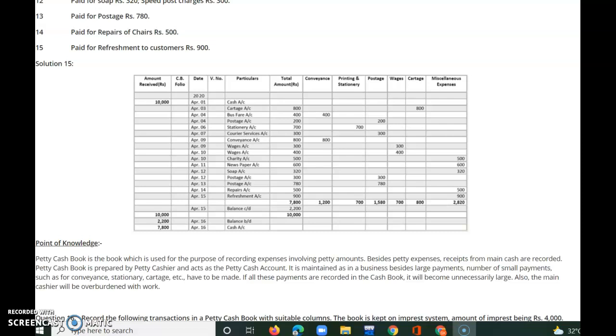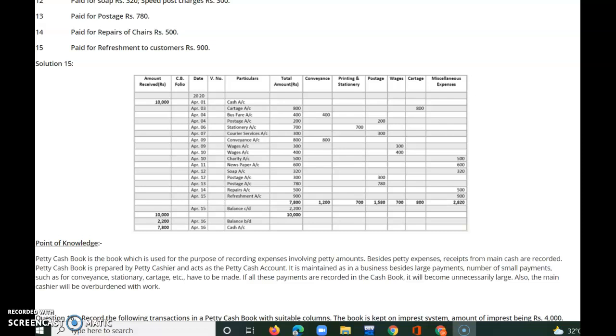The advance received by the petty cashier was rupees 10,000. Automatically 2200 would be the balance of cash in hand here. That makes the total 10,000 with which he had started. Now at the start of the next period, he should also be given 7800, the amount equivalent to the expenditure, so that at the beginning of the next period he would have the same amount of 10,000 with which he had started in the previous period.